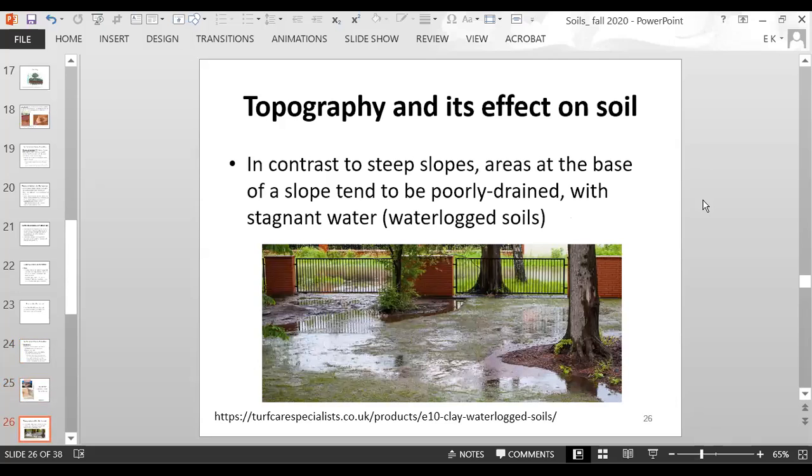In contrast to steep slopes, areas at the base of a slope tend to be poorly drained with stagnant water or waterlogged soils. So this is a photo of some waterlogged soil where the water is just stagnant, sitting there, basically just flooding the soil.